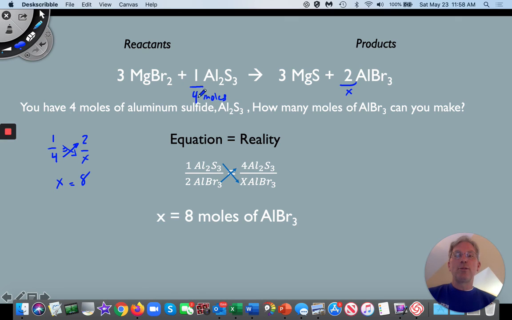I've always used examples where I started off with more moles than the recipe told me. Is it possible to do it with less? Sure, the math does not change. You still set up the same fractions. You solve them with the same cross multiplication.